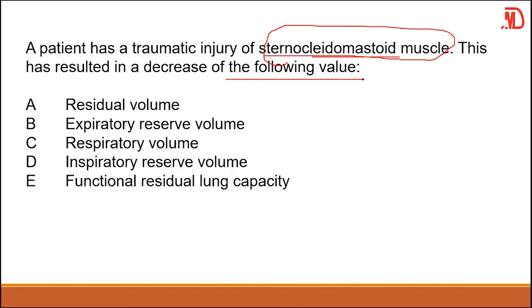Good. So what then is inspiratory reserve volume? Inspiratory reserve volume is the amount of extra air that is inhaled during a deep breath. So when I ask you to just take a deep breath, the muscle that is involved is the sternocleidomastoid muscle. Good. So now your answer is D. All right.